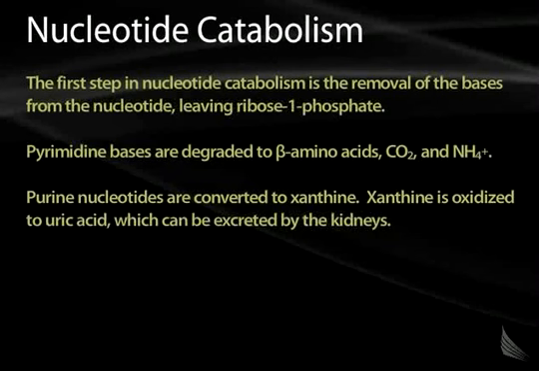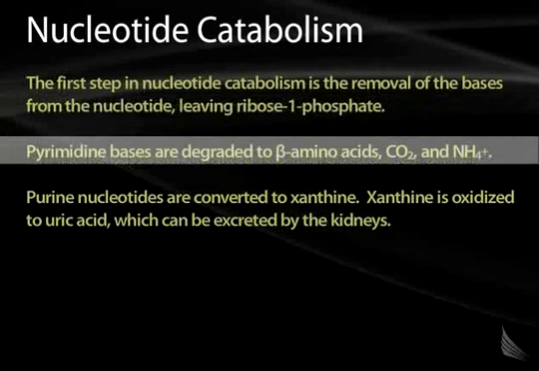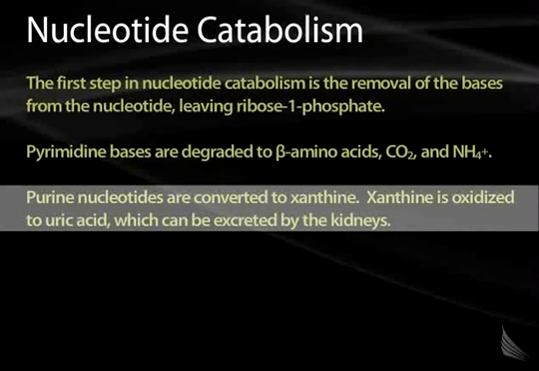So so far we've talked about how the nucleotides are made. Let's talk about how the nucleotides are destroyed. The first step in nucleotide catabolism is the removal of the bases from the nucleotide. And this leaves a ribose 1-phosphate which can be degraded or recycled. The pyrimidine bases are degraded to beta amino acids, to carbon dioxide, and to ammonia completely. And these are either excreted or utilized in other processes. The purine nucleotides are converted to xanthine. Xanthine is oxidized into uric acid, which can be excreted by the kidneys.